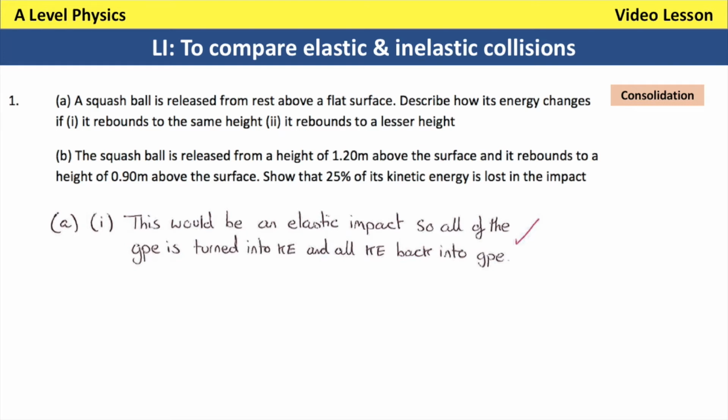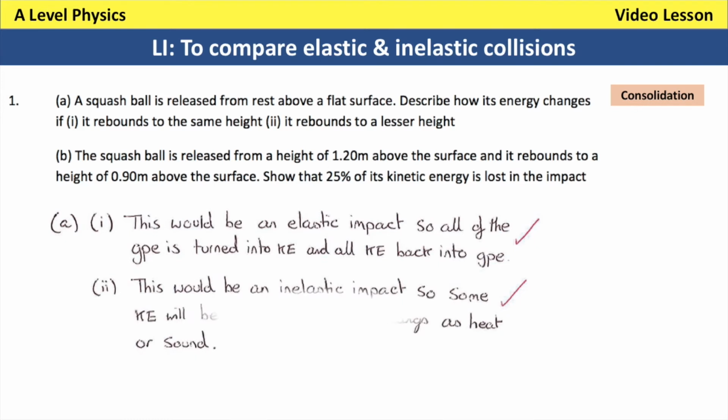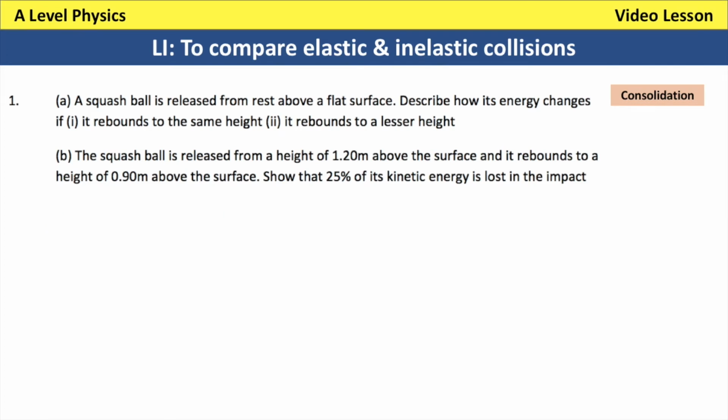However, if it rebounds to a lesser height, then what we've got is an inelastic impact. That means that some of the kinetic energy will be transferred to the surroundings as heat or sound during the collision. Part B. The squash ball is released from a height 1.2 meters above the surface and rebounds to a height of 0.9 meters above the surface. Show that 25% of its kinetic energy is lost during the impact.